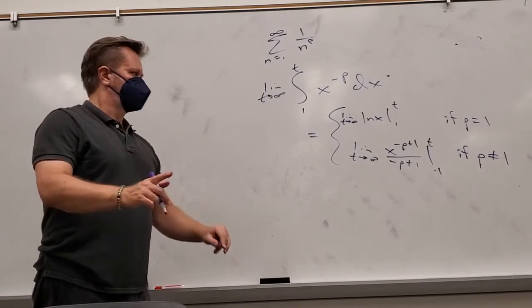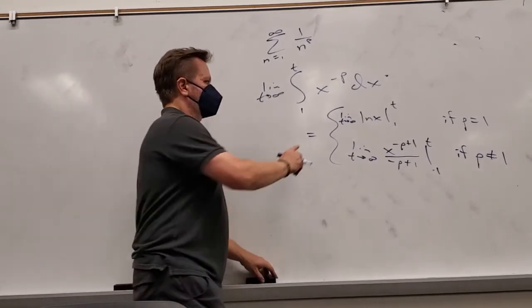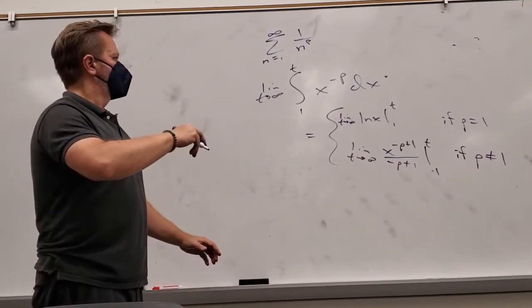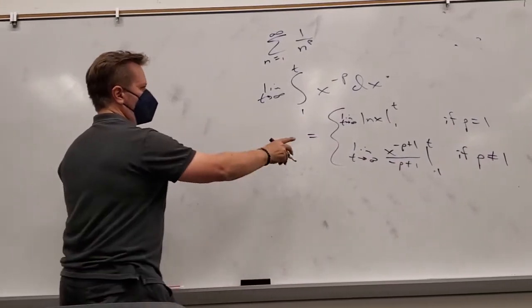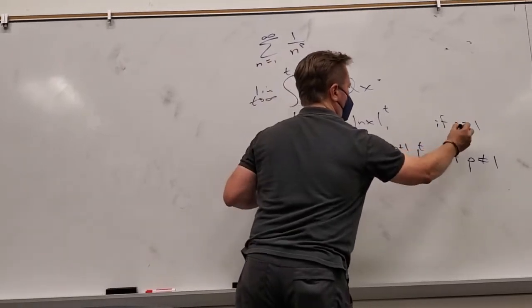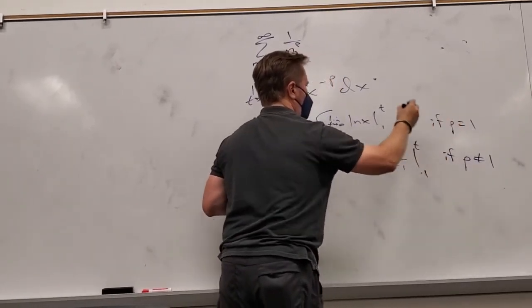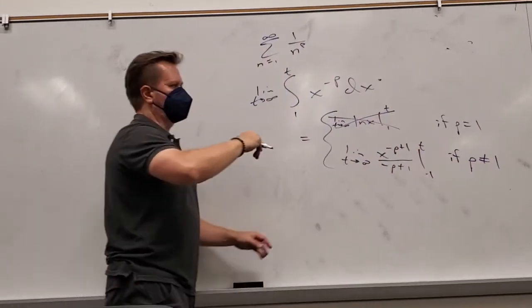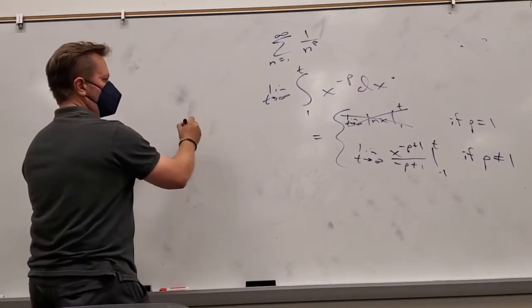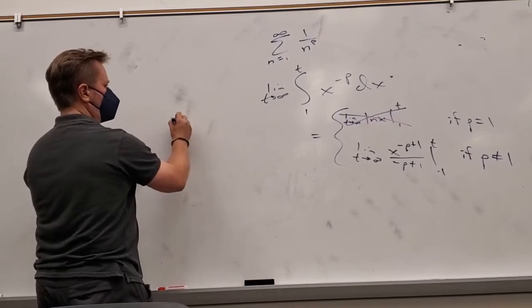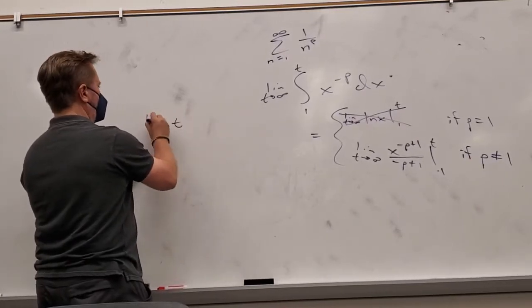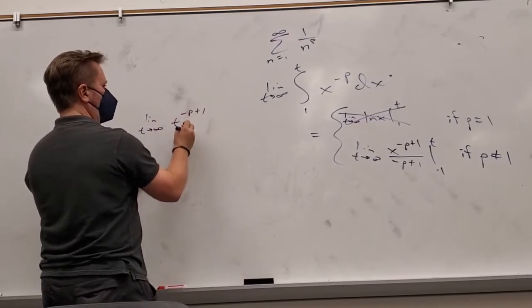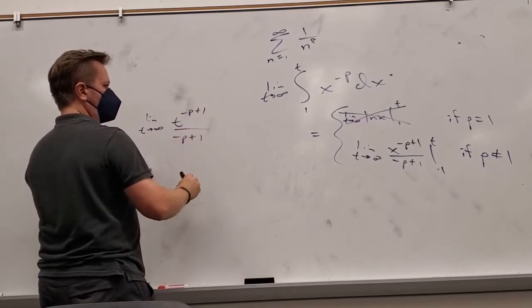Now let's think about this. Let's go a little further. All right. This case doesn't work. This case, no good, bad. Let's look at this case and let's break this down. So let's get the result. It'll be the limit as t goes to infinity of t to the negative p plus 1 over negative p plus 1.